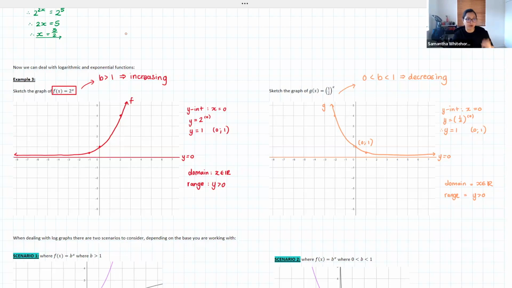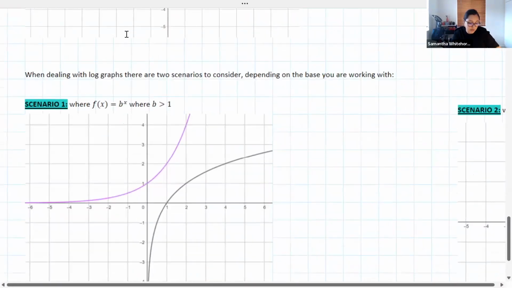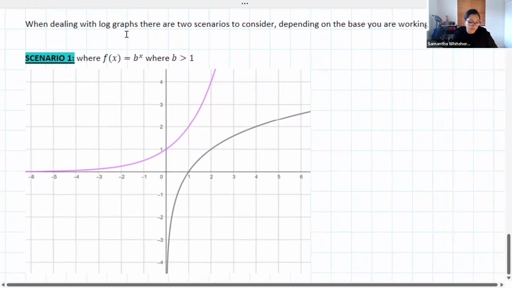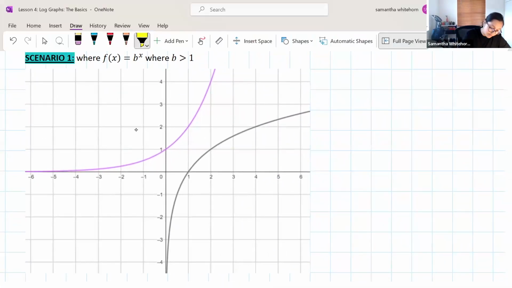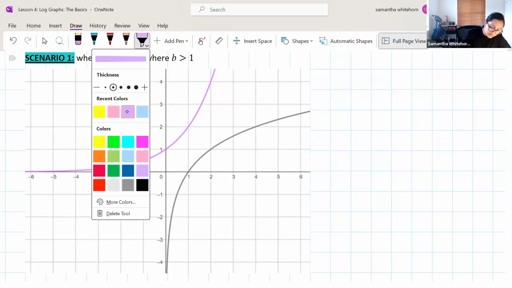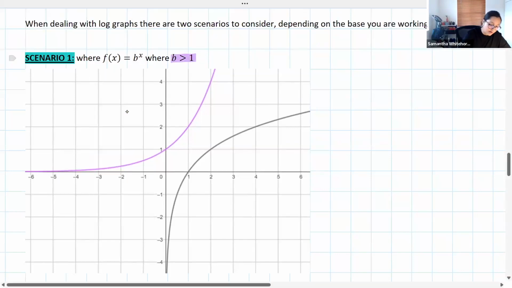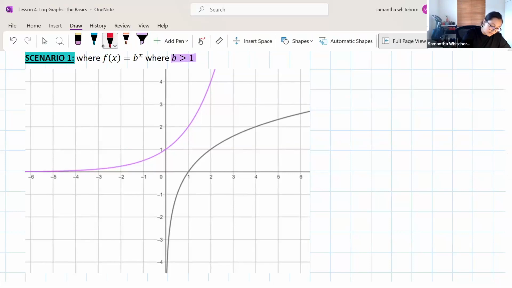So hoping you've got a screenshot there of those two. I am going to move down. I will make it bigger and we'll do a screenshot of everything just now. But let's have a look at scenario 1 where that b value is greater than 1. So remember, b value greater than 1 means that our graph is an increasing graph. We can see this here on the figure below.